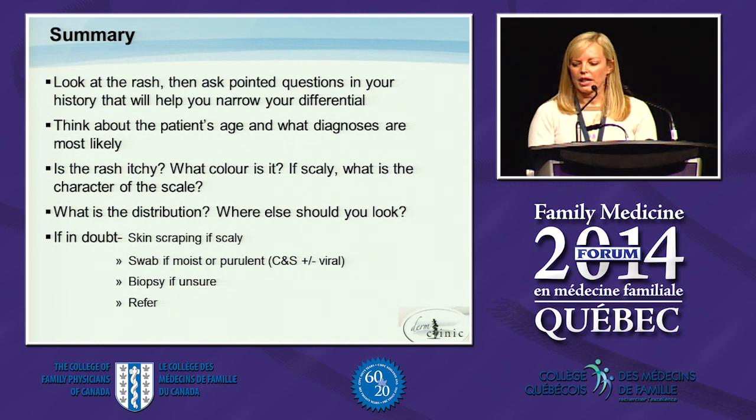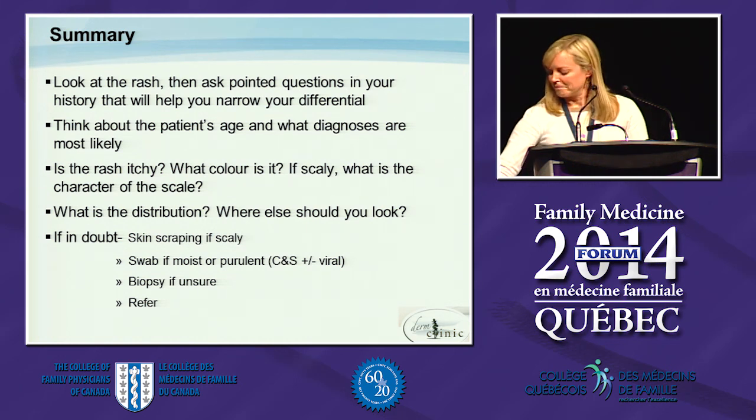We're going to think about what color it is. We're going to think about if it's scaly, what the character of the scale is. What's the distribution, and if they're only showing us one part of it, let's look in those other places to see if it confirms our suspicions. And if in doubt, if it's scaly, do a scraping. If it's wet, do a swab. And if you're really not sure, just do a biopsy or, of course, refer.